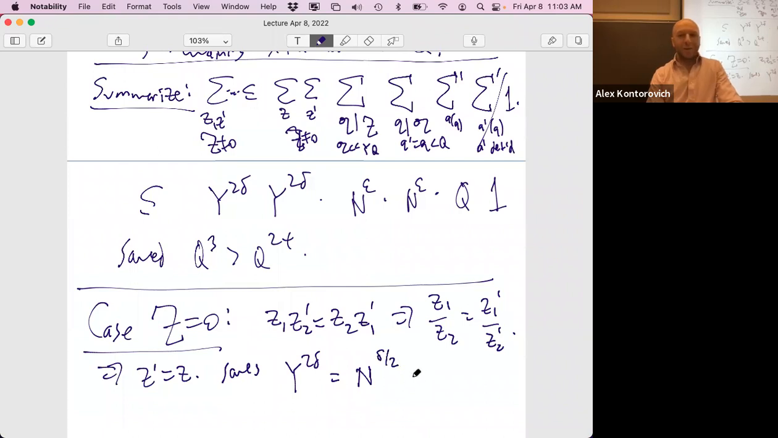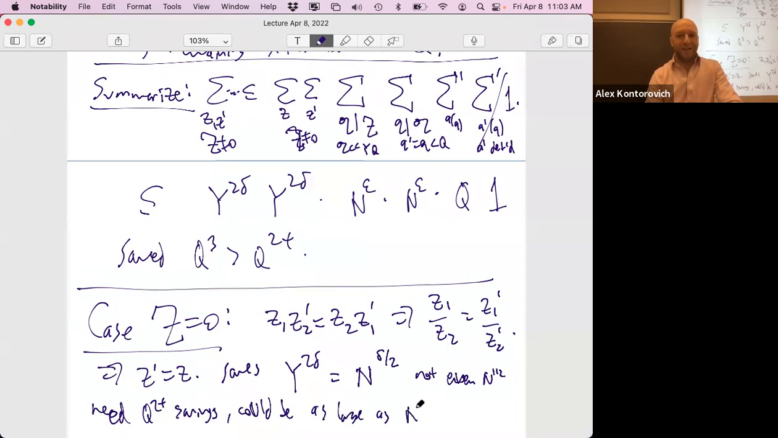And n to the delta over 2 is not even n to the half. And we need to save q squared. We need q squared savings plus a little bit more, which, depending on q, as large as q goes up to n to the 1/2, could be as large as n to the 1. We barely saved under a half, and we need to go another n to the half and a little bit more.